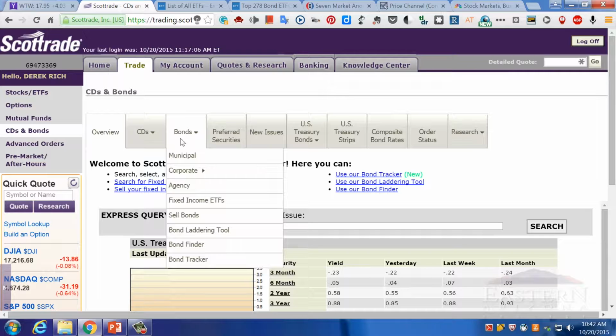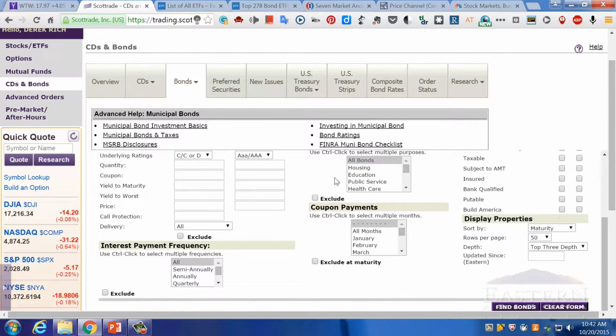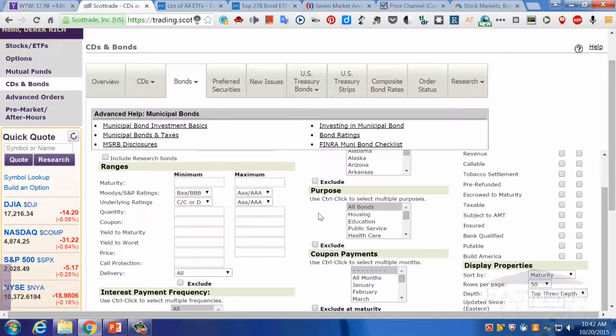All right, so the corporate ones are just like they sound. You could invest in Apple bonds. Agency ones are government agencies. And then there's some fixed income ETFs, and I'll show you those in a second too. But let's look at the municipal ones. They're all pretty much set up the same way, but they're kind of weird in how you read them.